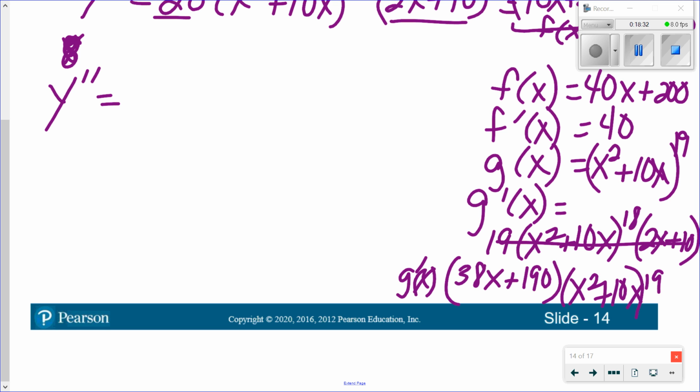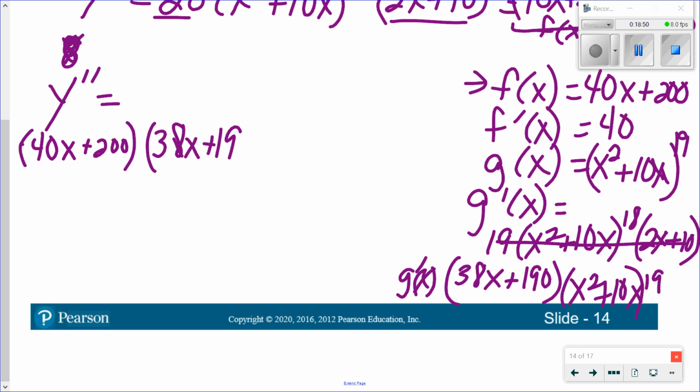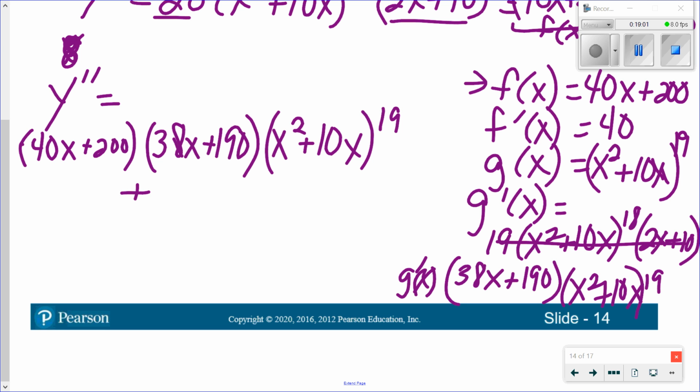All right. So using the product rule, the first, well, that's right there. So the first is 40x plus 200 times the derivative of the second. Well, that's 38x plus 190 times x squared plus 10x to the 19th. Just moving down to the next line because I don't have room up there. Plus the second, which is x squared plus 10x times 19 times the derivative of the first, which is 40.